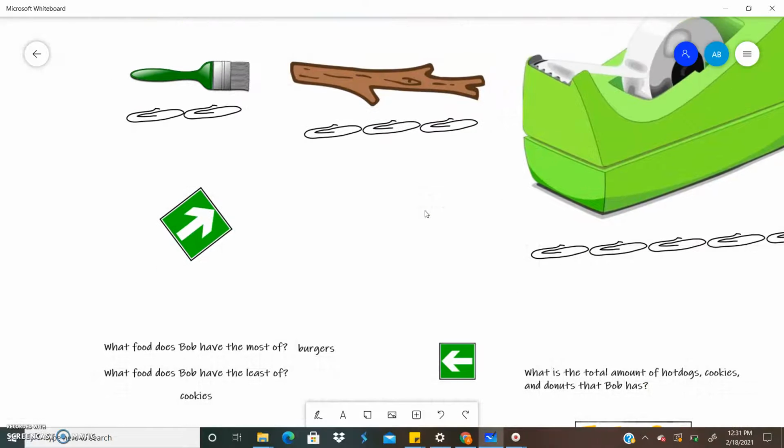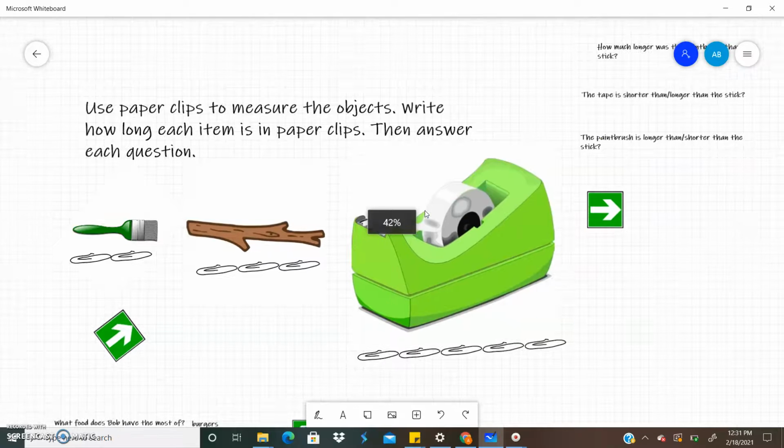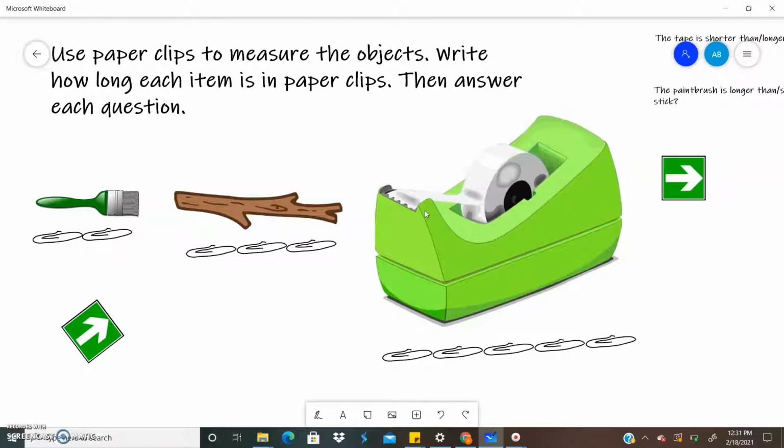Let's see where all these crazy arrows are taking us. All right. This says, use paper clips to measure the objects. Write how long each item is in paper clips, and then answer each question. So go ahead and pause the video and measure these out yourself, and then play it whenever you're ready. Okay, so let's see. How many paper clips long is our paintbrush? I see 1, 2 paper clips. There are 2.